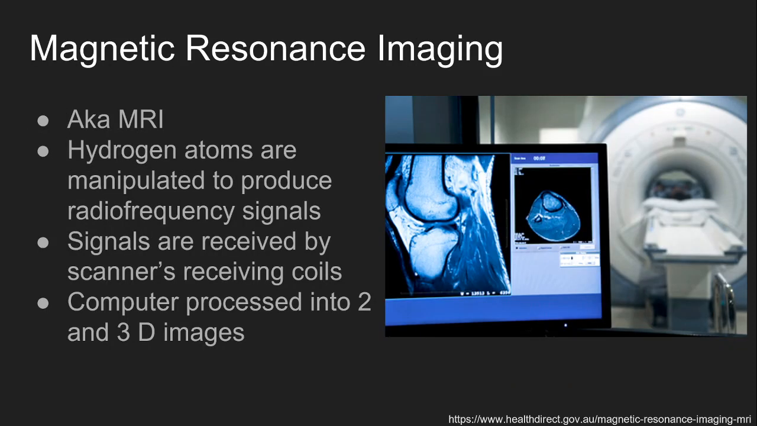Let's go ahead and move on to magnetic resonance imaging, or MRI. MRI is the first modality that we will discuss that does not use X-rays. Instead, it utilizes potential energy that is stored in hydrogen atoms within the body. The human body is on average 60% water, which is composed of 2 hydrogen atoms and 1 oxygen atom. These hydrogen atoms can be manipulated using a strong magnetic field and radio frequency pulses, causing them to release energy in the form of radio frequency signals.